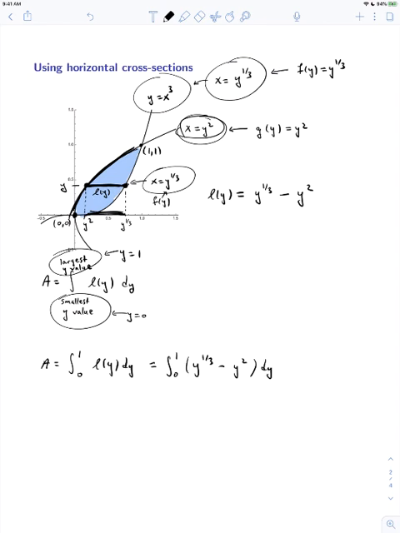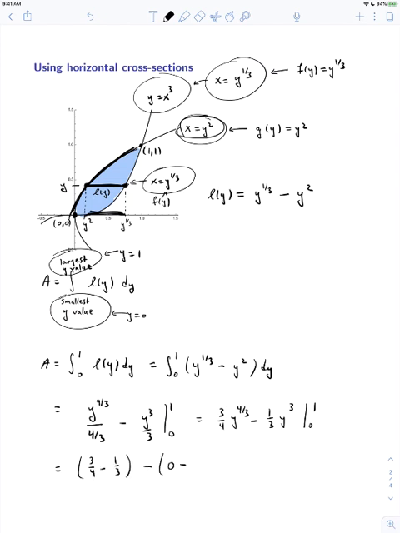And now we have similar computations to what we had before. These are power rule. You add 1 to the exponent, so we're going to add 3/3. 1 plus 1/3 is 4/3 over 4/3 minus y cubed over 3 between 0 and 1. So this is 3/4 y to the 4/3 minus 1/3 y to the 3rd between 0 and 1. So if you plug in 1, you're going to have 3/4 minus 1/3 minus, and if you plug in 0, you get 0 minus 0, which is 0 just like it was before.